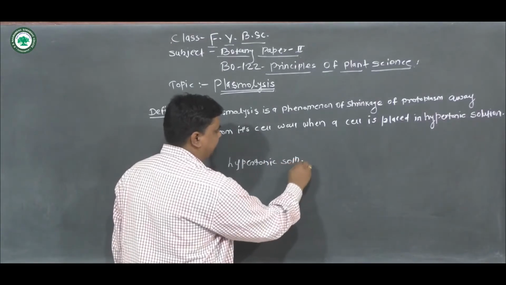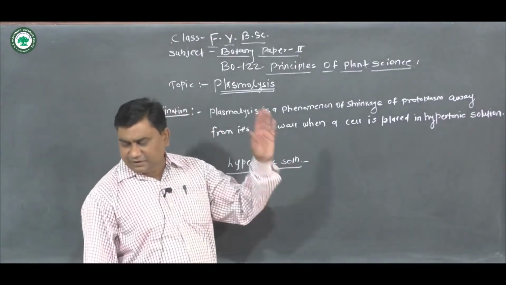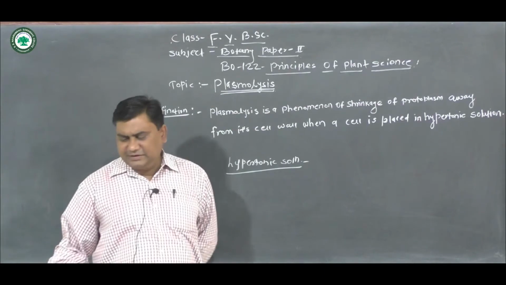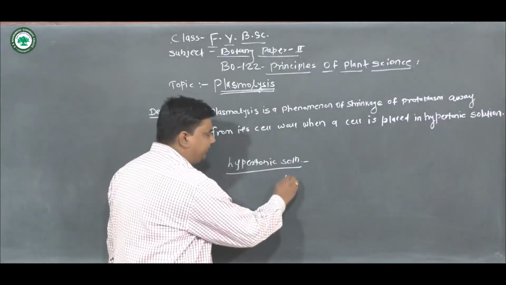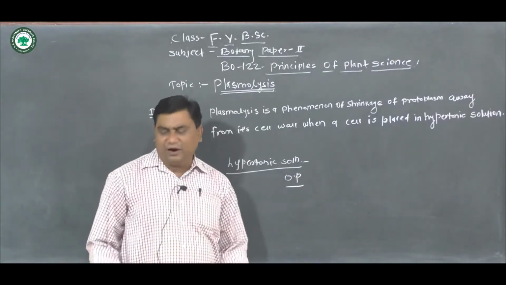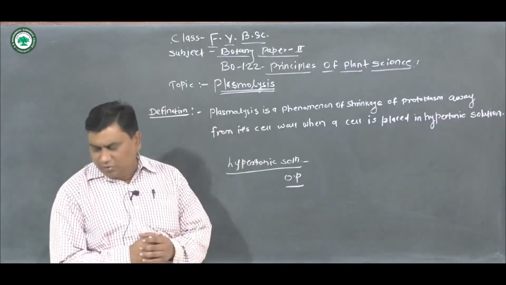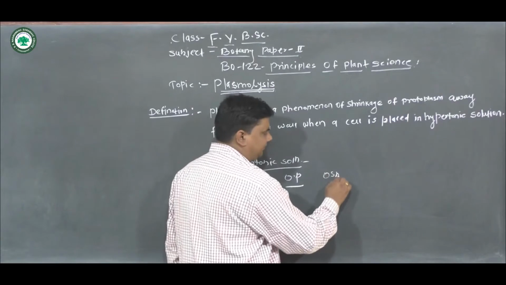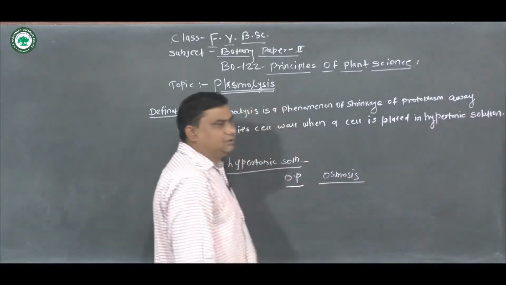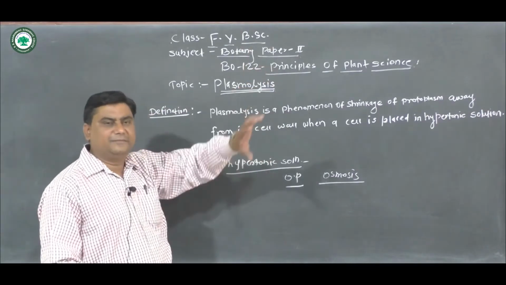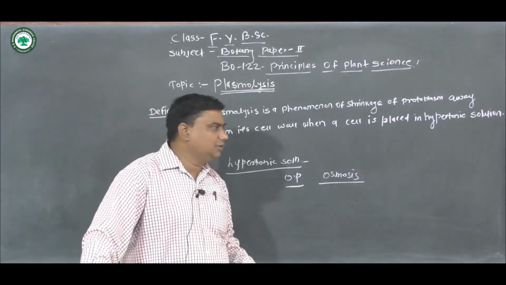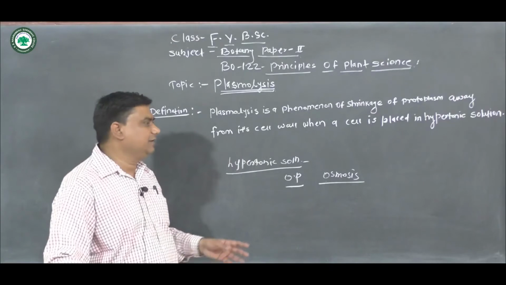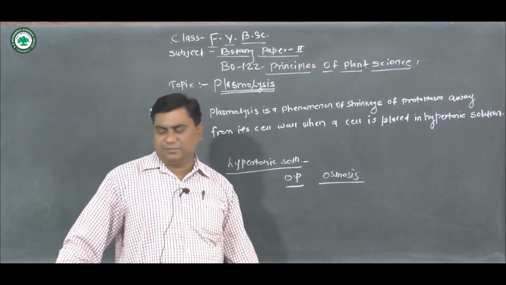A turgid cell placed in the solution exerts a higher osmotic pressure, and water will move out of the cell by the process we call osmosis. So the turgid cell placed in the hypertonic solution loses water due to osmosis, the osmotic pressure, and water moves out from the cell.